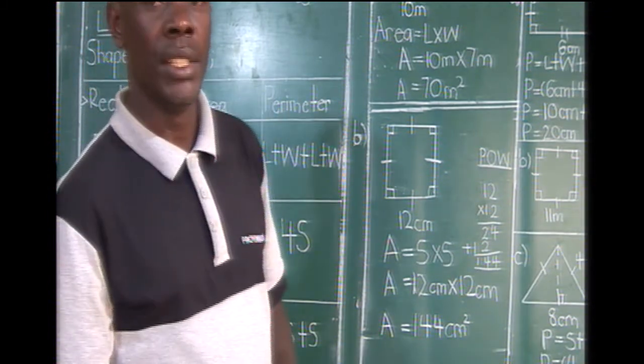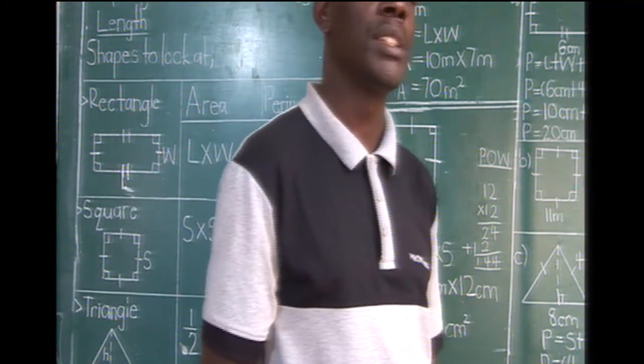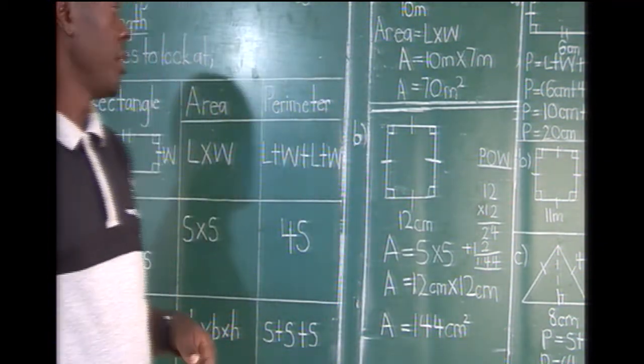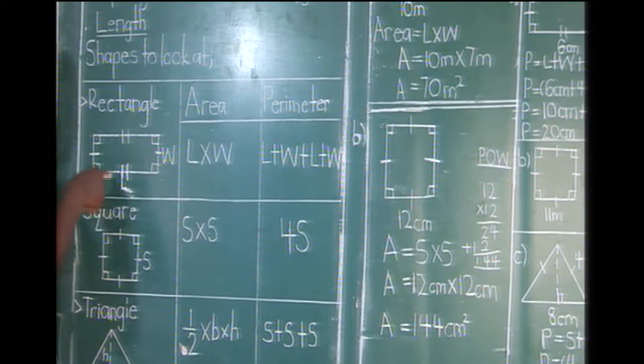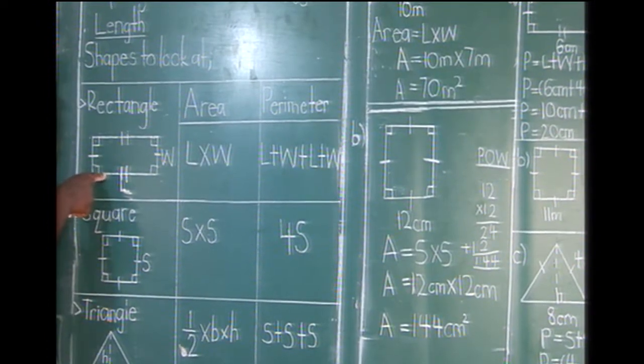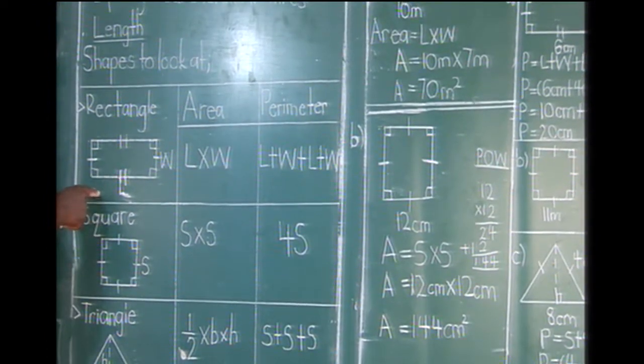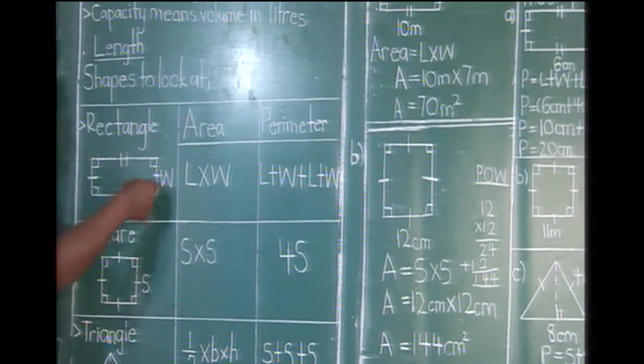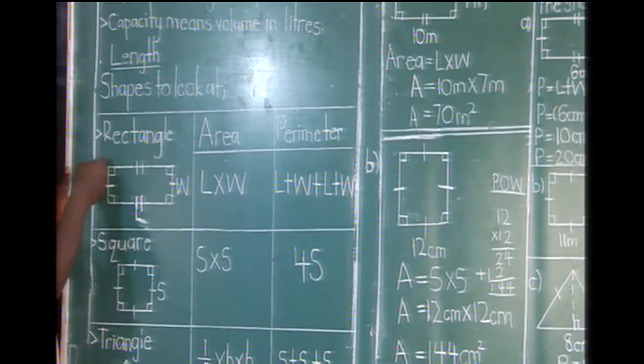Perimeter is the total distance around any given shape. In that way, we look at the given rectangle and move around. We named this side length, this is width, this is length, this is width.